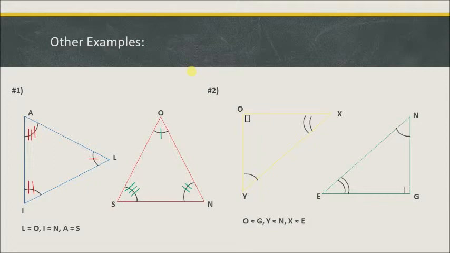And for the second figure, we can conclude that angle O is congruent to angle G, angle Y is congruent to angle N, and angle X is congruent to angle V.